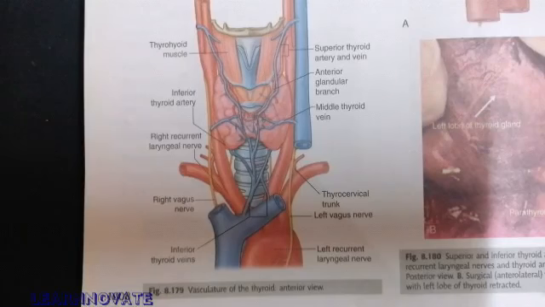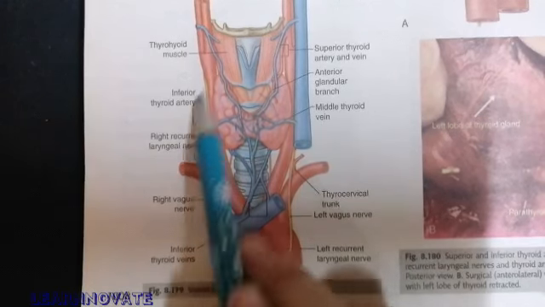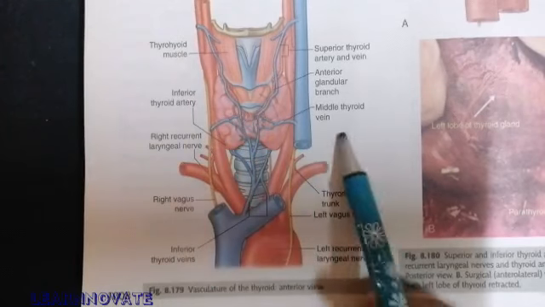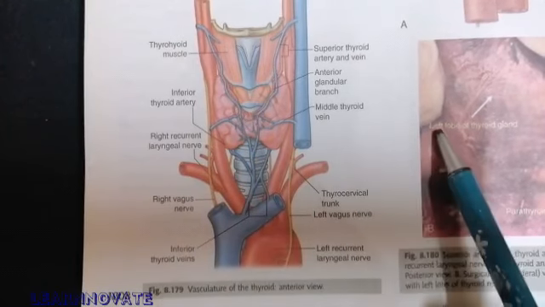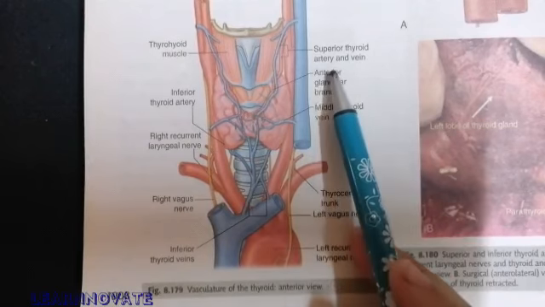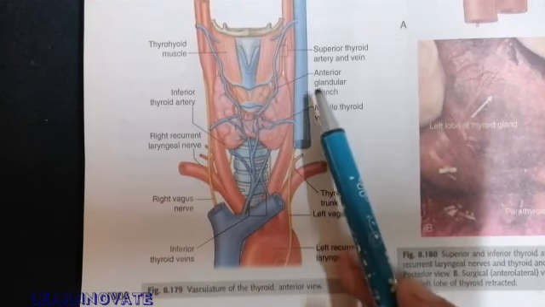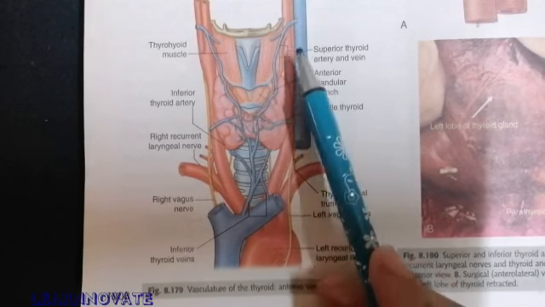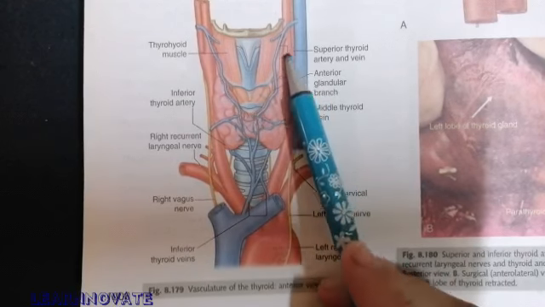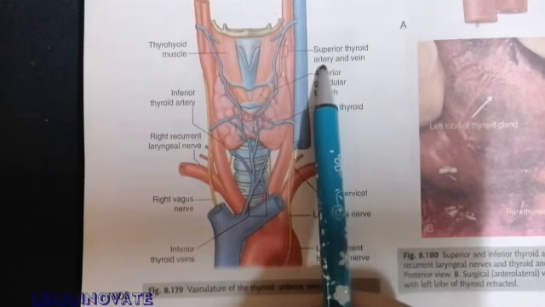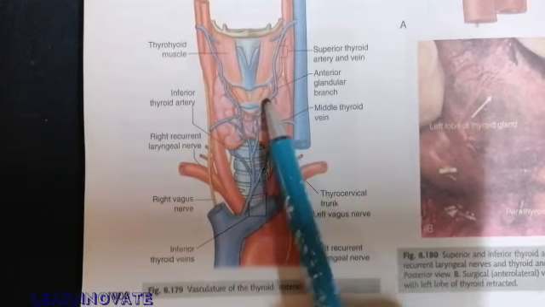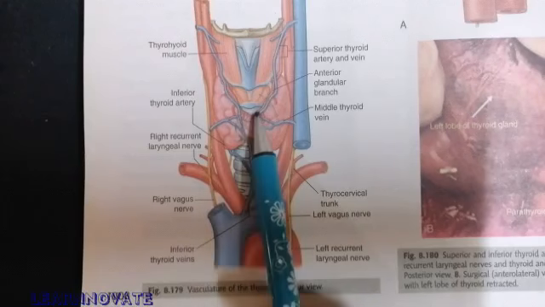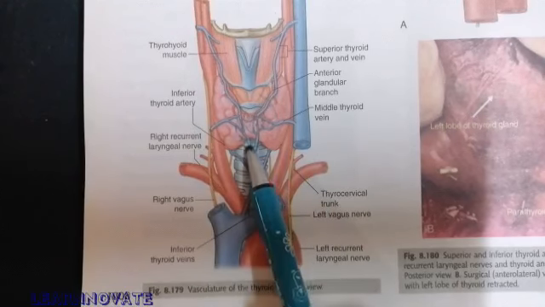In this diagram, we can see the vasculature of the thyroid gland. In the anterior view, we can see that the thyroid gland is supplied by two arteries, the superior and the inferior thyroid artery. The superior thyroid artery is a branch of the external carotid artery. This is the external carotid artery going on and releasing its branch, the superior thyroid artery, that passes and supplies the superior and the anterior aspect of the thyroid gland.